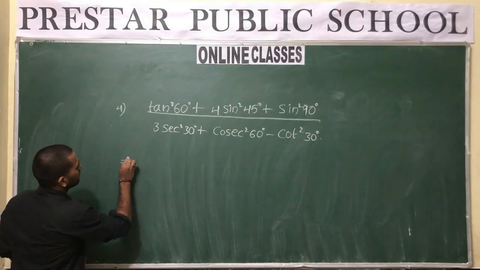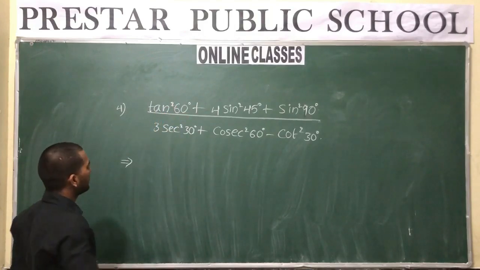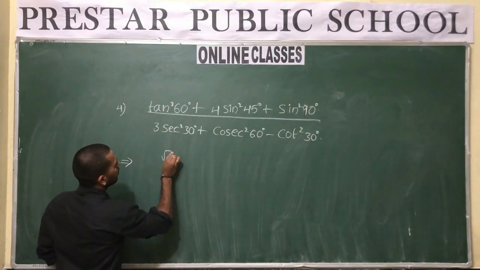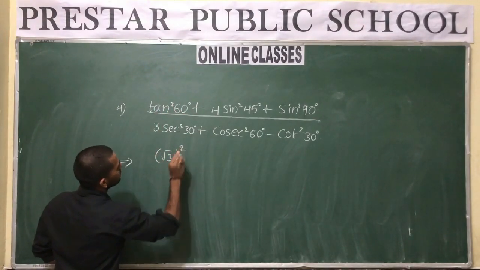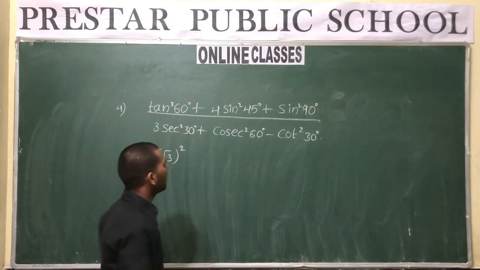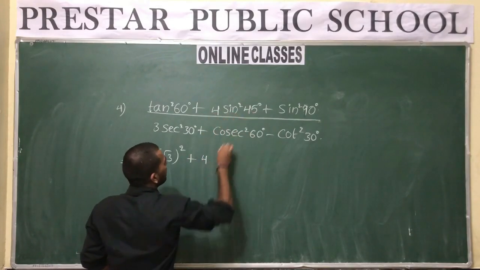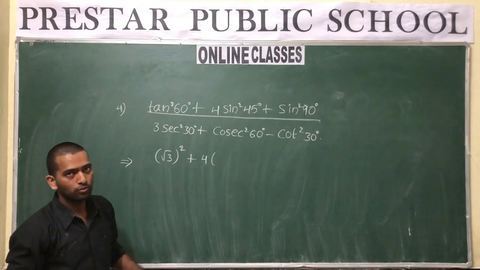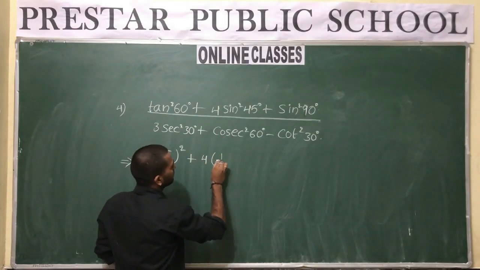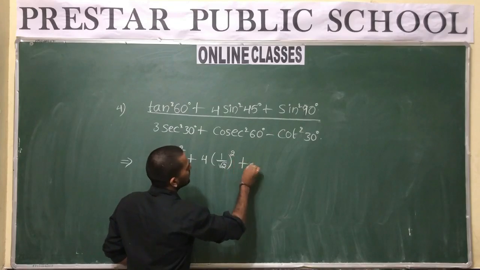Now, okay, solve with me. Tan square 60. What is the value of tan 60? It is root 3. Tan square 60 means root 3 whole square. Just substituting the values of the given trigonometric functions. Now, keep it as it is, and sin square 45. If you know the sin 45 value, then substitute here. 1 upon root 2 whole square is there plus sin square 90.